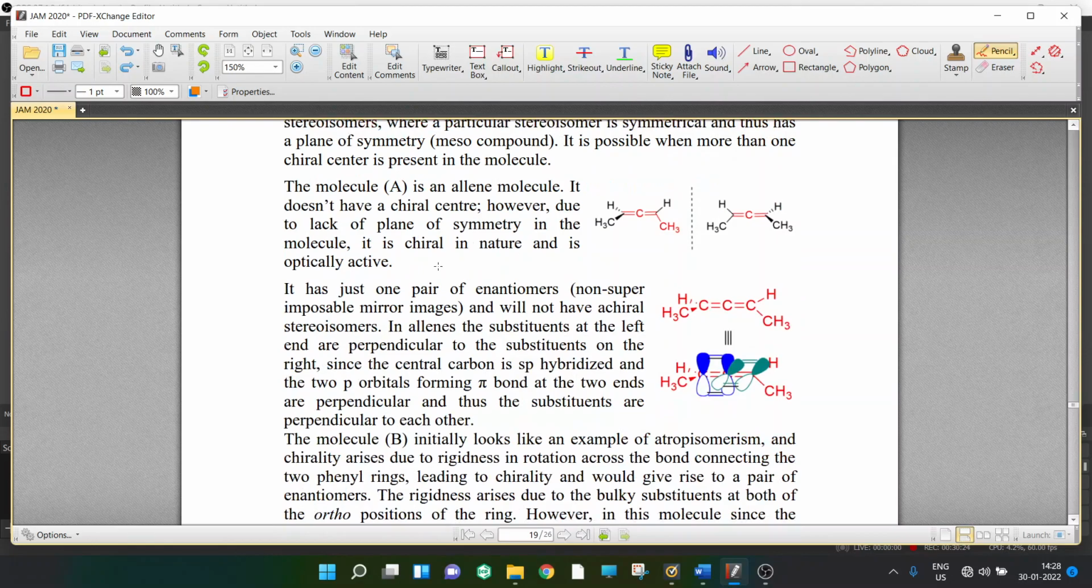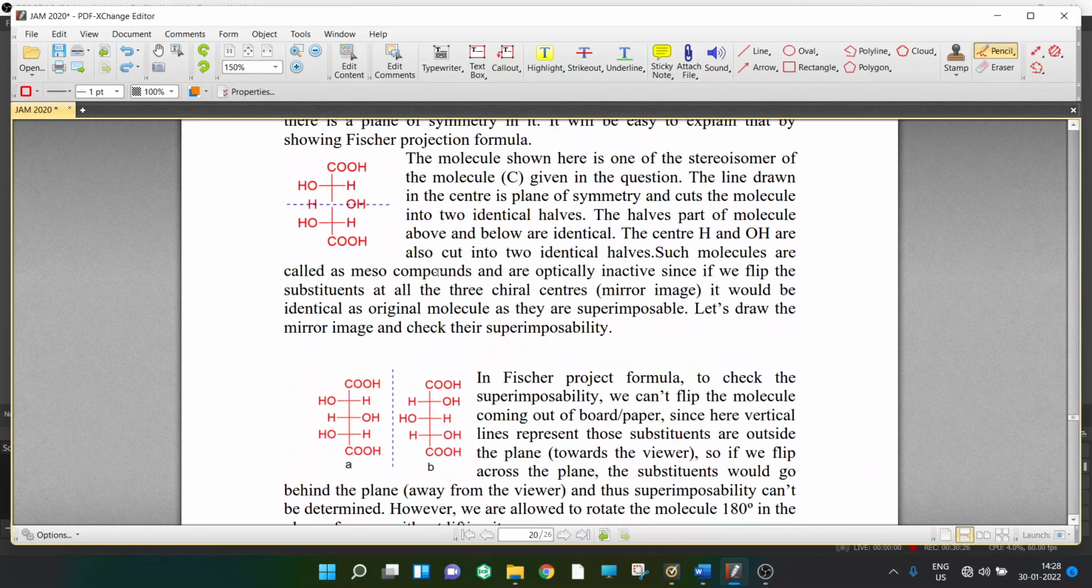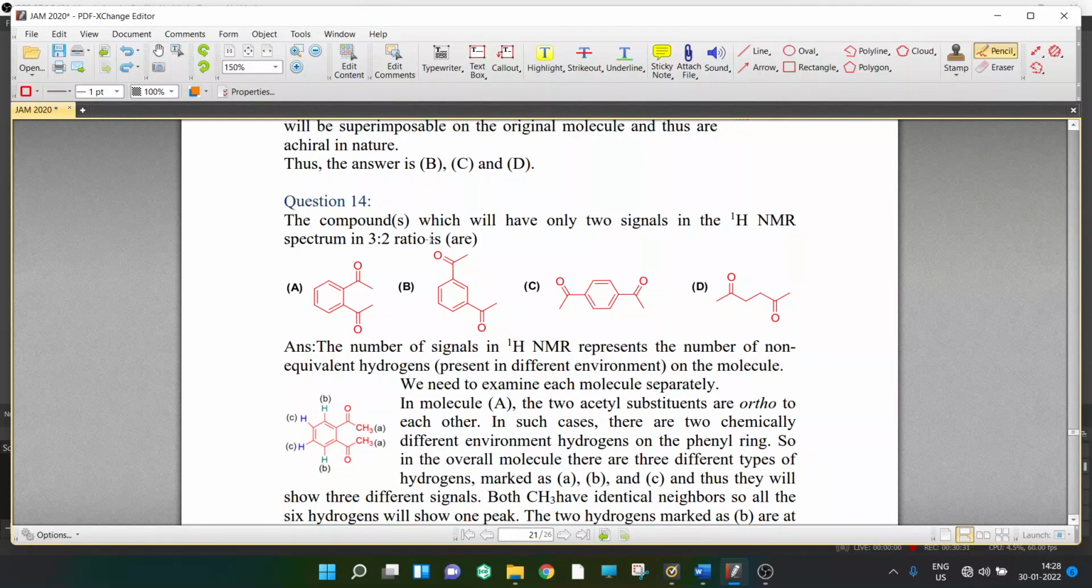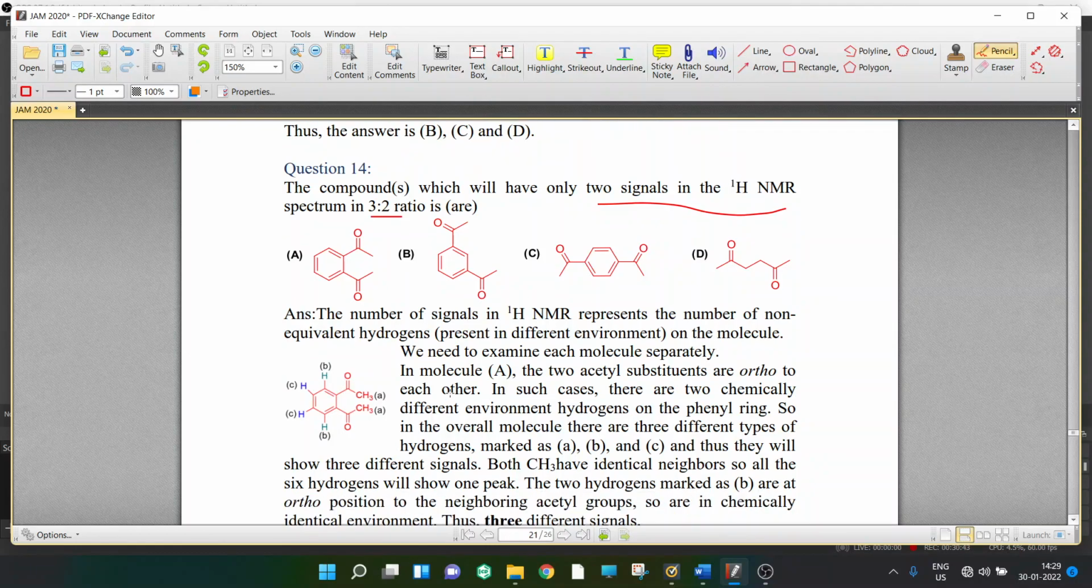Moving on to the next question. The compounds which will show two signals in the proton NMR spectrum in the ratio of 3:2. First let us see how many of them will show two signals. That means this molecule should have two types of hydrogens which are in chemically different environments. Now let us look at this molecule.